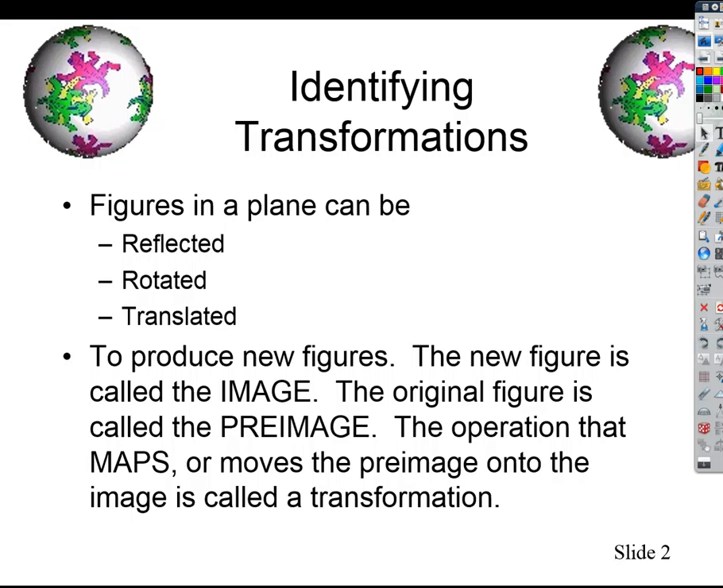Some vocabulary we've got to get used to. To produce new figures by doing these things, the new figure we call an image, and what we started with, the original, so to speak, is the pre-image. So we always start with a pre-image and then create an image by doing this stuff, right? The operation that does that, whether it's a reflection or a rotation or a translation, or a combination like a glide reflection, which we'll talk about later, that's called an operation. So we're doing some kind of operation to move this thing from there to there somehow.